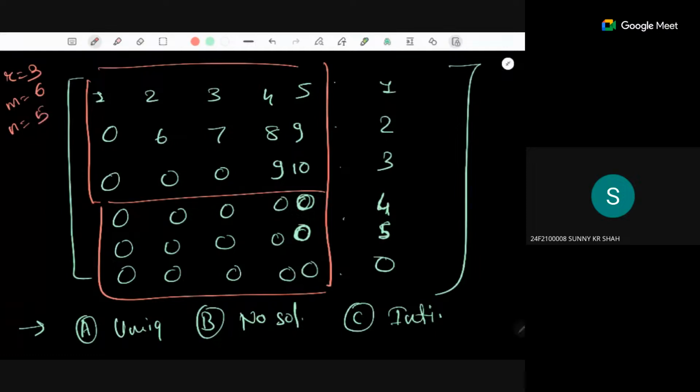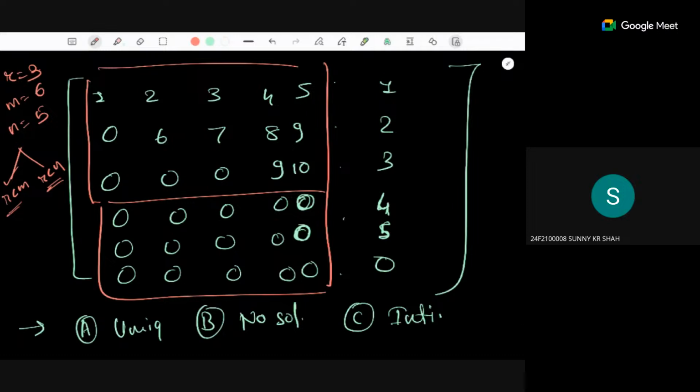So here which case suits? There are 3 cases: R is strictly less than M, and R is strictly less than N, because 3 is strictly less than 6 and 3 is strictly less than 5. So we can take any of the cases. Let's go with the first case. The first case says if R is strictly less than M and any one of the constants related to zero rows is not equal to 0.